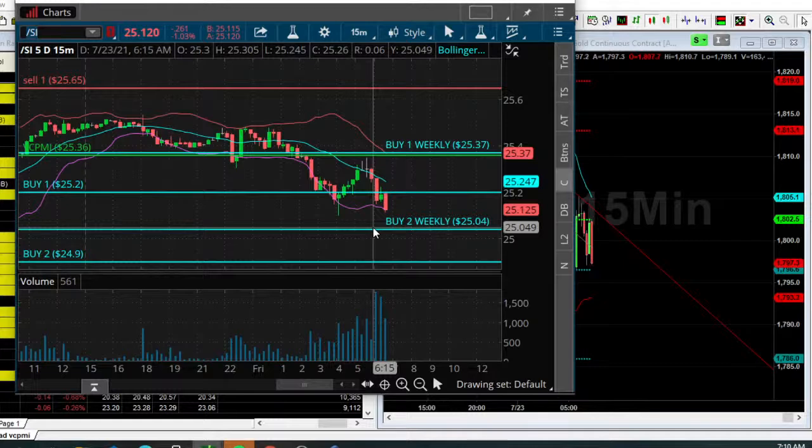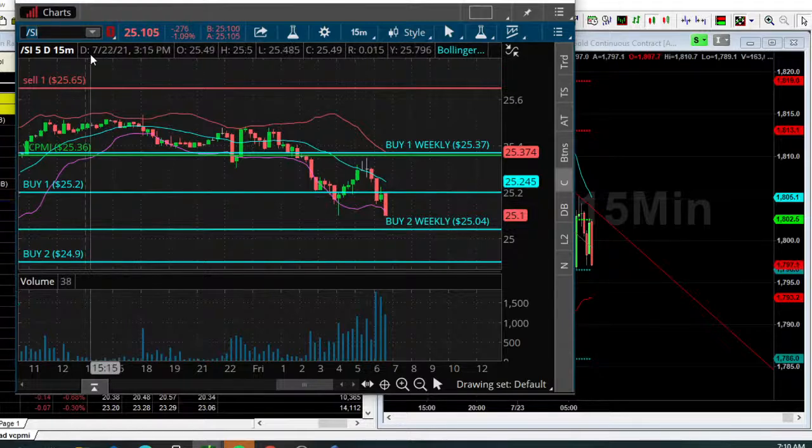So it seems that in the silver too, as well, is testing support once again, but it is in an oversold condition.